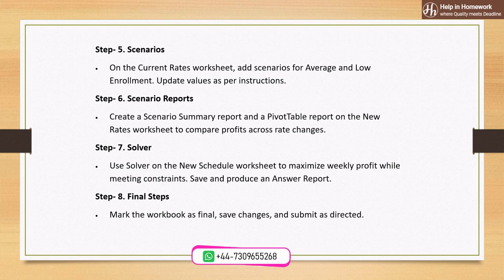Step 5. Scenarios. On the current rates worksheet, add scenarios for average and low enrollment. Update values as per instructions. Step 6. Scenario reports. Create a scenario summary report and a pivot table report on the new rates worksheet to compare profits across rate changes.